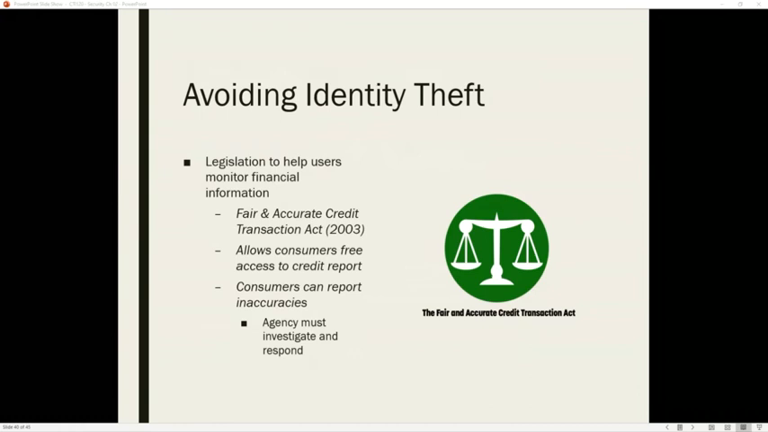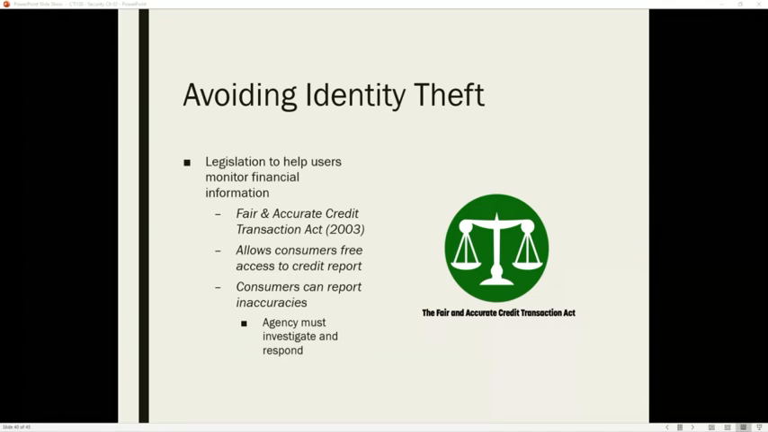A lot of this was brought about in 2003 through what was called FACTA, the Fair and Accurate Credit Transaction Act. This is basically allowing you free annual access to your full credit report, but again, only periodic monitoring doesn't really qualify. So if you see a change in your score, that's not the same thing as actually pulling your full report, which you can do depending on the service. Consumers can report inaccuracies, and rather than the burden being on them to investigate and respond, the agency will have to do that. So the burden of proof is on whoever's reporting that information.